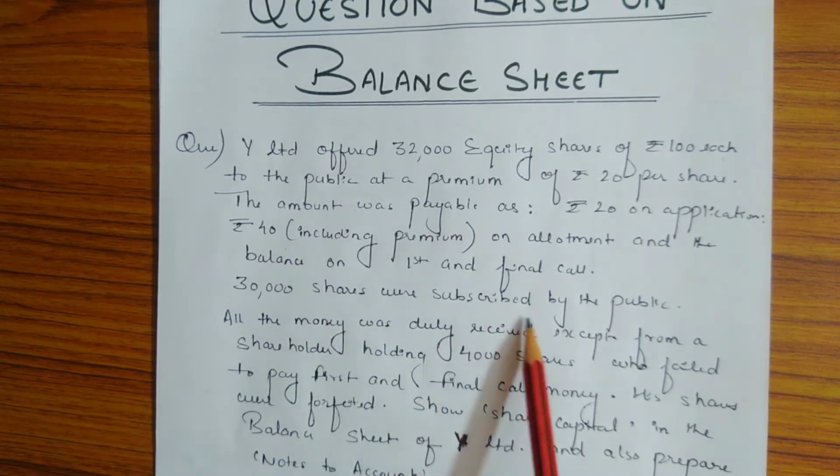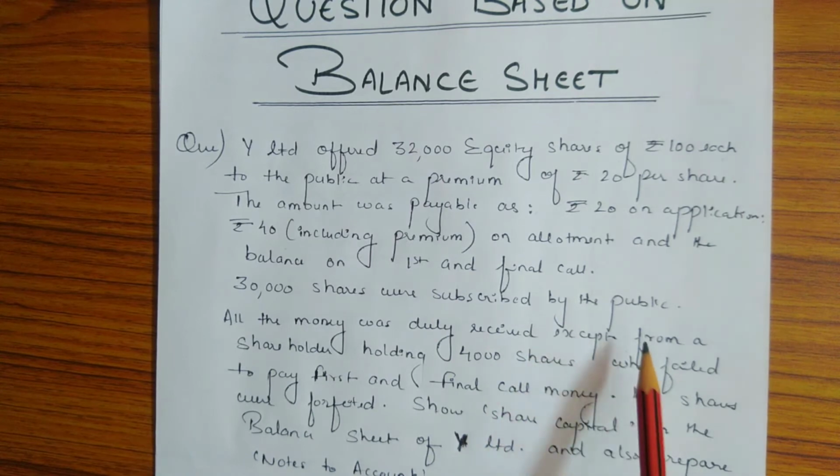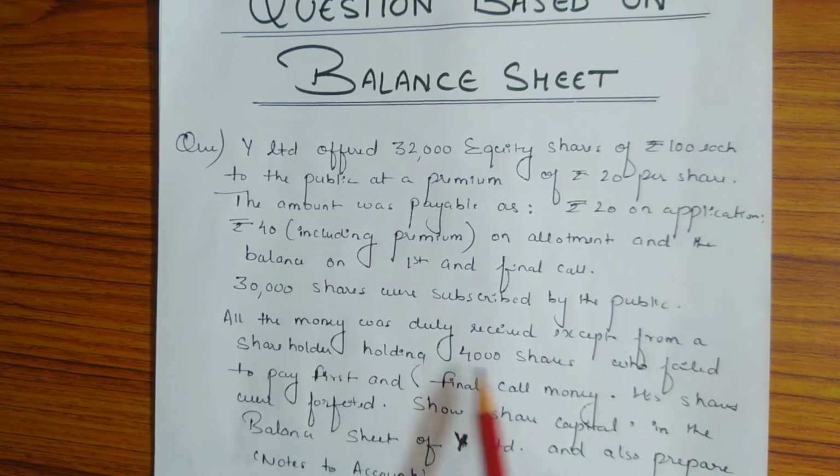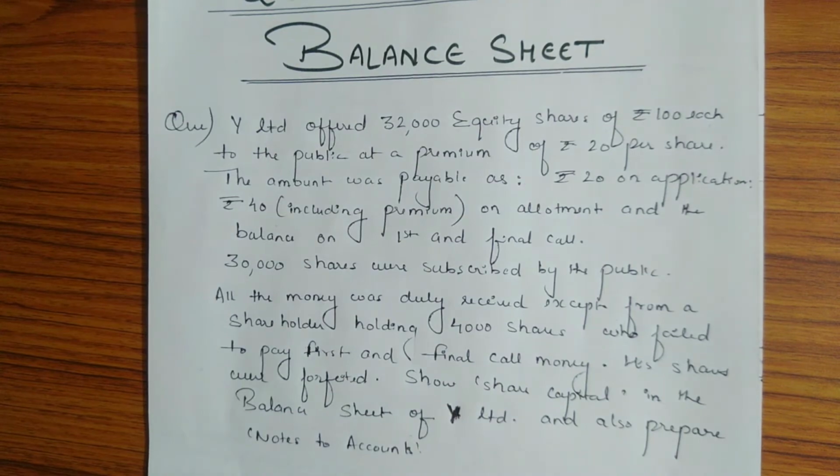30,000 shares were subscribed by the public. All the money was duly received except from a shareholder holding 4,000 shares who failed to pay the first and final call money. His shares were forfeited. Show share capital in the balance sheet of Y Limited and also prepare notes to accounts.